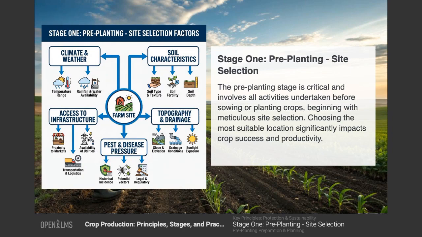Stage 1. Pre-planting. Site selection. The pre-planting stage is critical and involves all activities undertaken before sowing or planting crops, beginning with meticulous site selection. Choosing the most suitable location significantly impacts crop success and productivity.